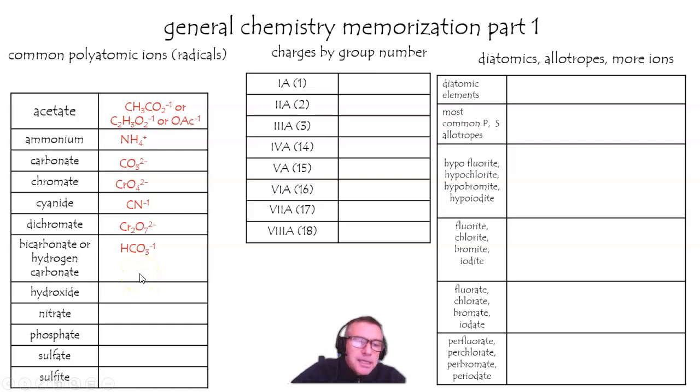A hydroxide is an Arrhenius base. It goes by the term OH-. Nitrate, NO3-. Phosphate, PO4 3-. Sulfate, SO4 2-. Sulfuric acid is derived from that. Sulfite, SO3 2-.